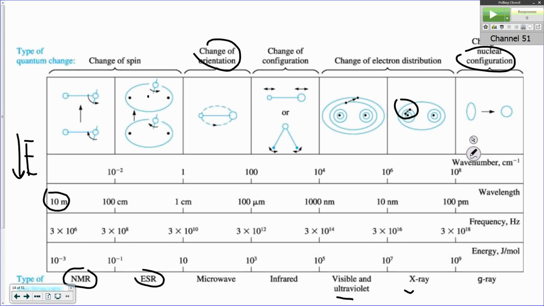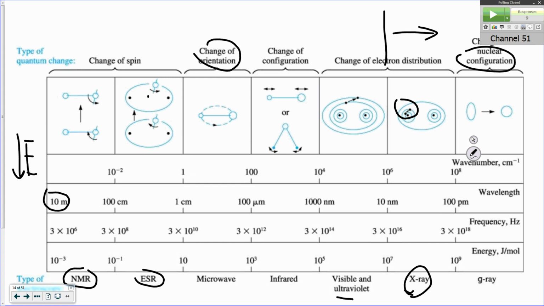Where do we hit ionizing radiation? Okay, so the ionizing radiation is going to be everything to the right of X-rays. Whenever you're involved with these core electrons, that's ionizing.